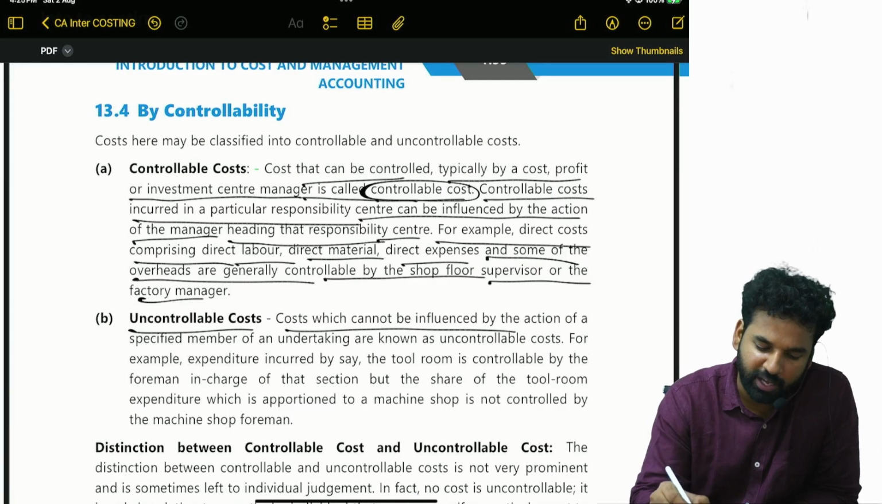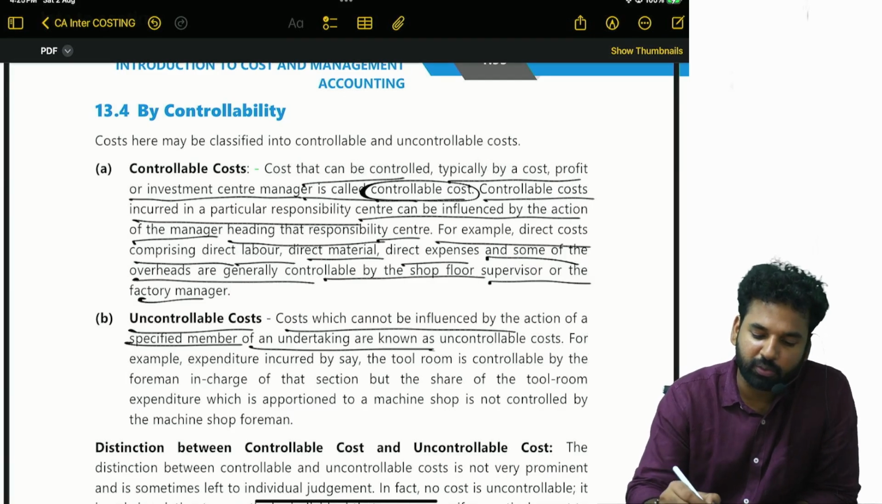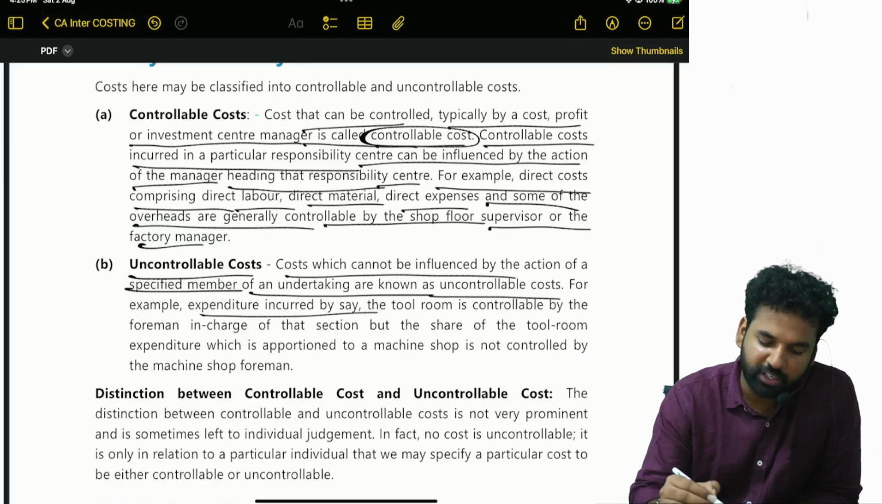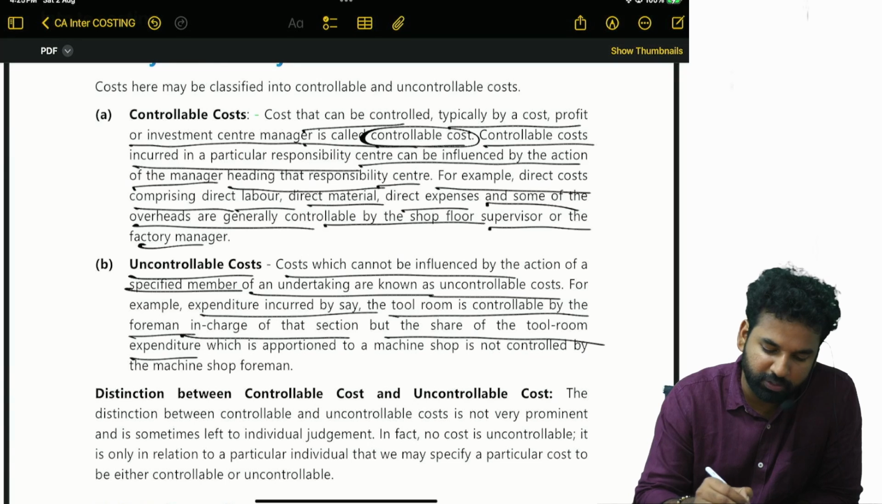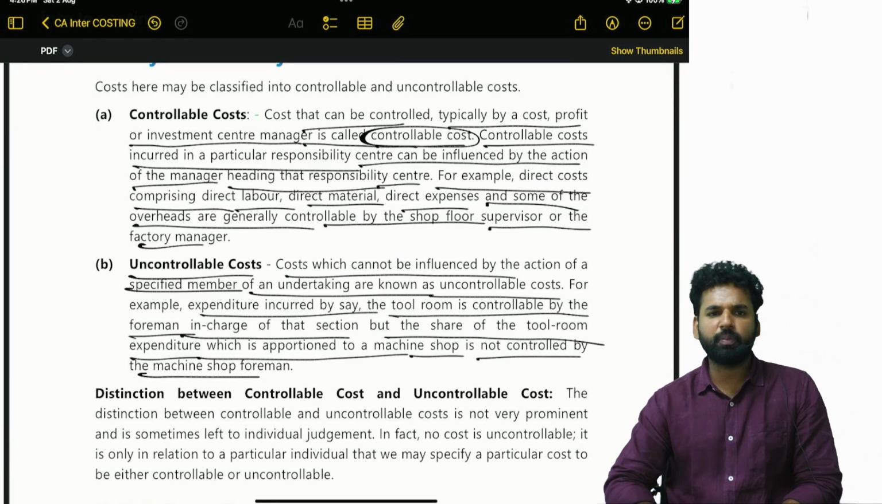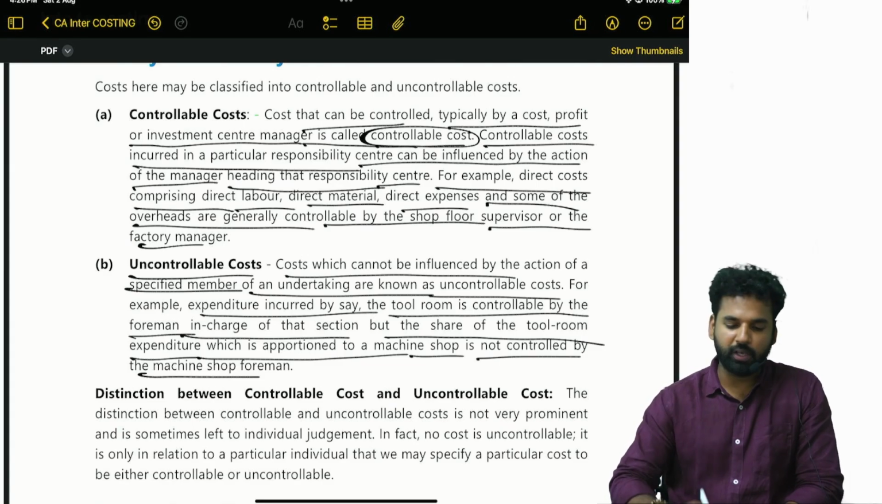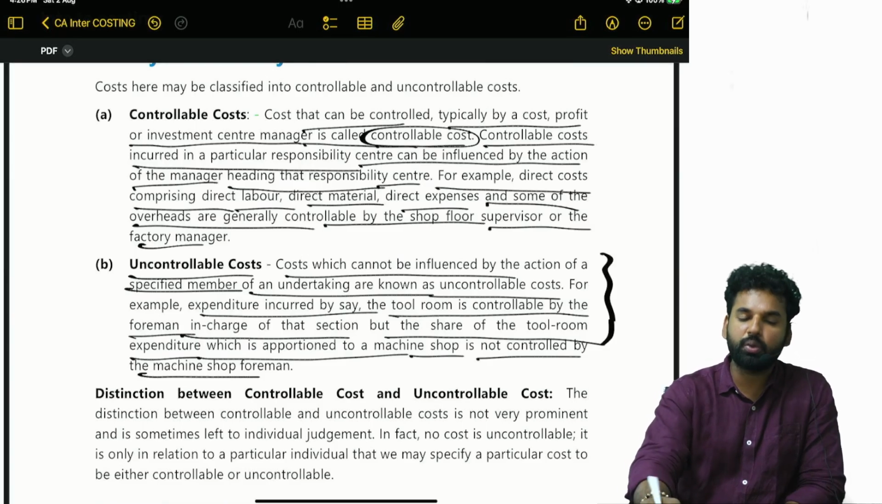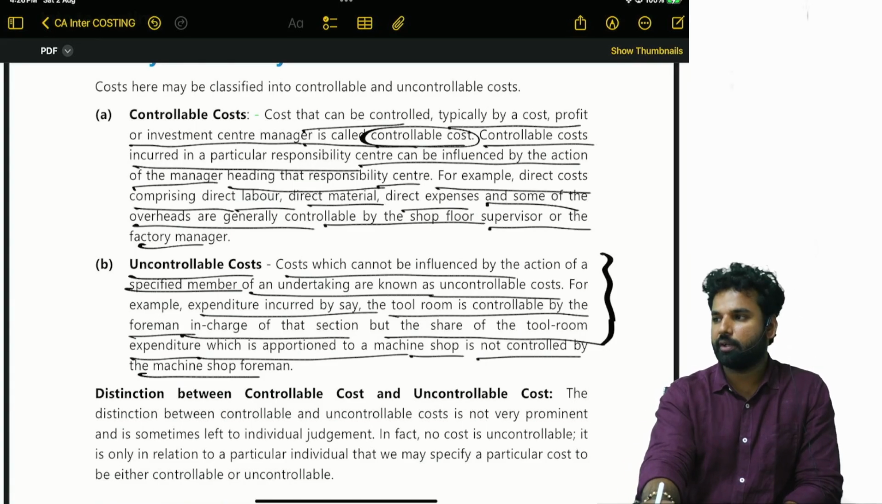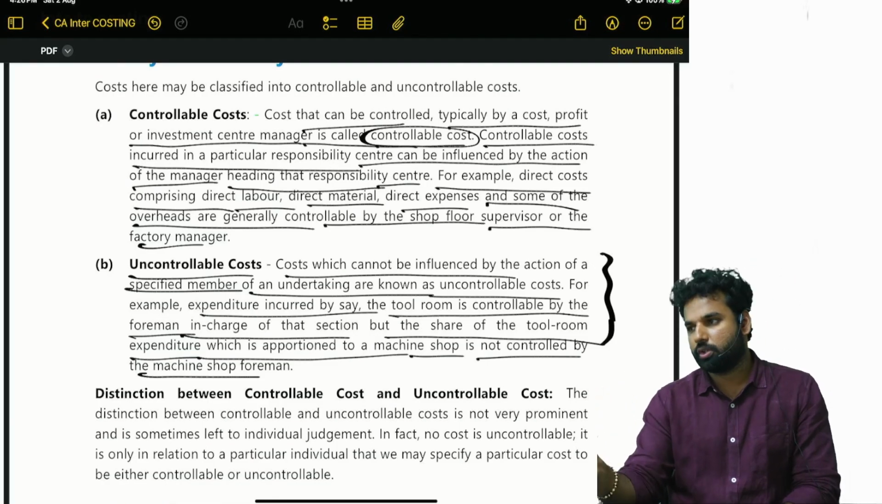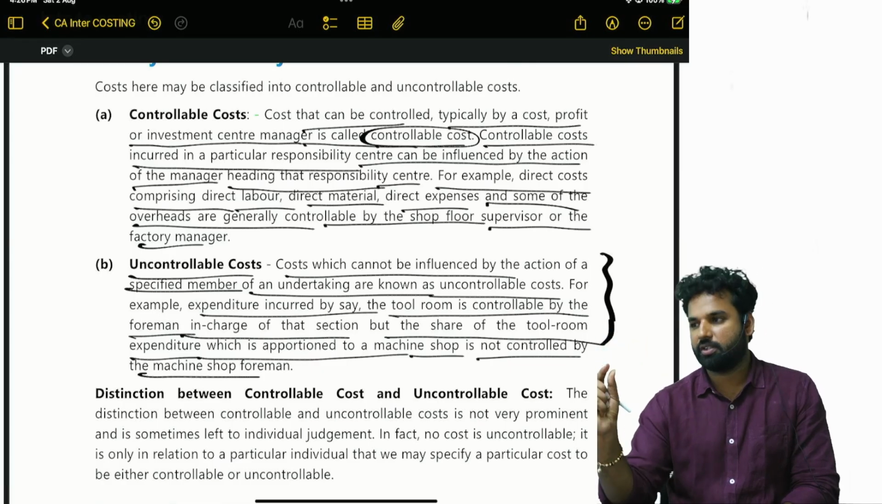Costs which cannot be influenced by the action of the specified manager of the undertaking are known as uncontrollable costs. For example, expenditure incurred by the tool room is controlled by the foreman in charge of that section. But the share of the tool room expenditure apportioned to the machine shop is not controlled by the machine shop foreman. Foreman means a supervisor, generally a technician, who has tools in his hand. The usage of the tools will be in his control, but the apportionment of the tools cost to the appropriate cost objects is not in his hands. It is not controlled.